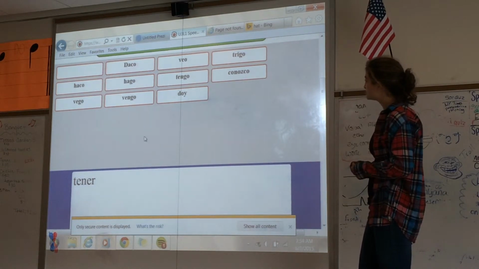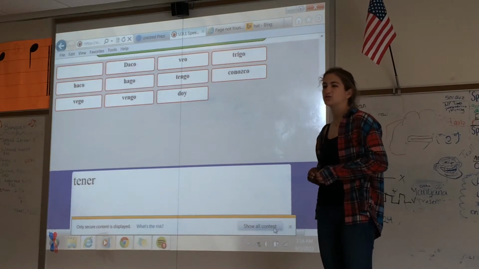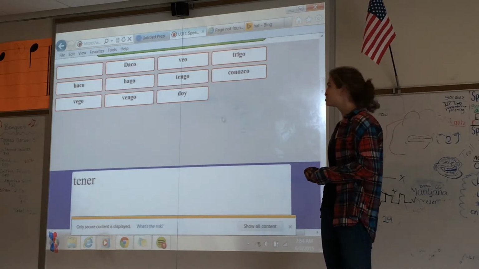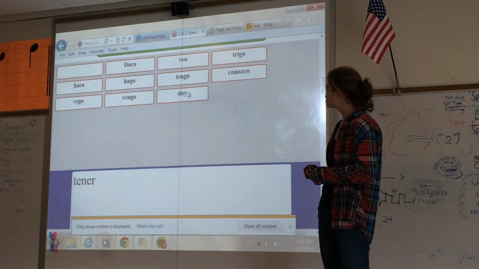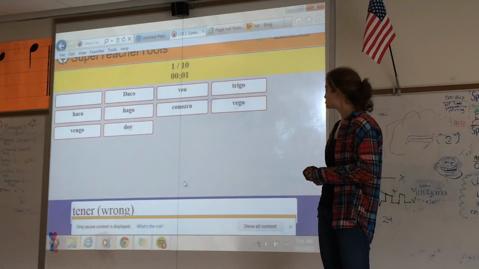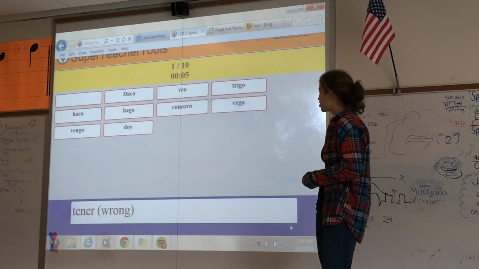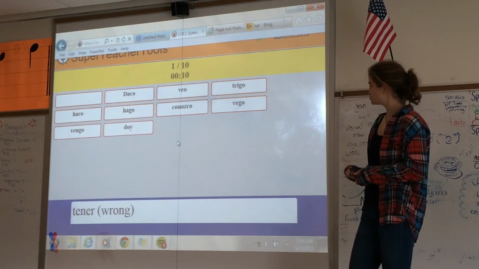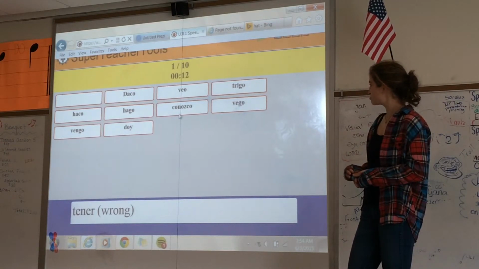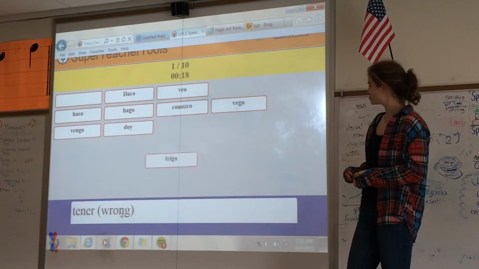Okay, so we're gonna go around and just try to match. Each one of these, there's some that are completely wrong. So which one goes with tener? Just raise your hand. Bella. Bingo. I believe you dragged it down. Which one of these is not the conjugation for tener? Which one is a wrong conjugation? Traigo. That means it's wrong.